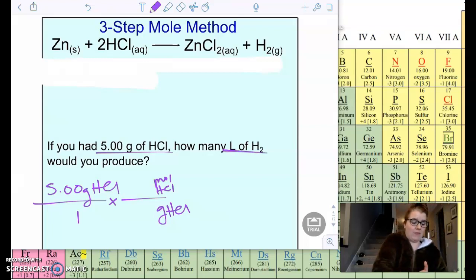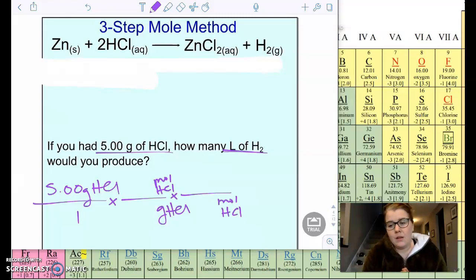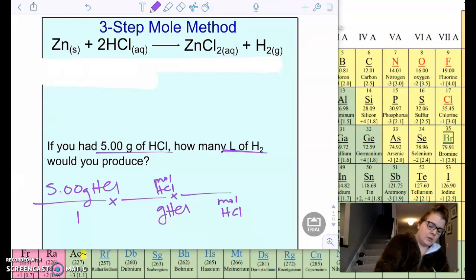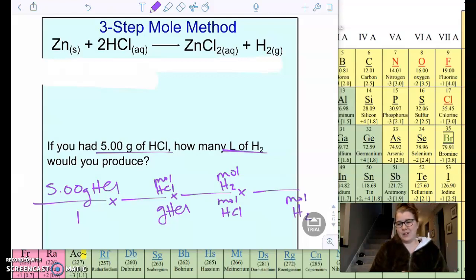That's not what I'm looking for. I'm looking for liters of H2, so I can keep going. I can throw moles of hydrochloric acid on the bottom to cancel it out. So I've got moles of hydrochloric acid. I want liters of H2. So again, that ratio is kind of your bridge between compounds. So I can go from moles of hydrochloric acid to moles of H2. But I don't want moles of H2. So I can throw moles of H2 on the bottom, and then this is where you're going to use molar volume. Notice how this is asking for liters instead of grams. So we can do liters of H2 at the top.